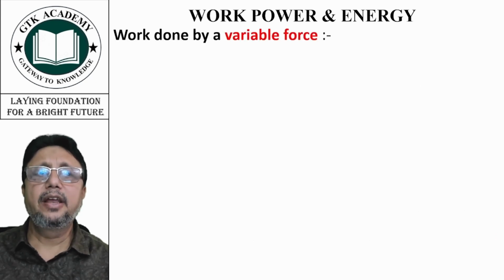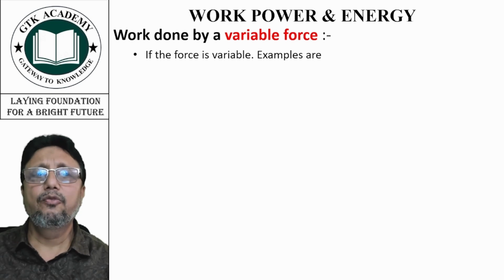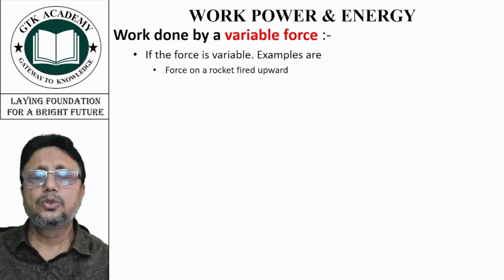Now, work done by a variable force. What we had discussed till now was the work done by a constant force. But if the force is also varying, like the force on a rocket which is fired upwards, what happens once it starts going up? The gravity also starts decreasing. So the force on the rocket is varying.